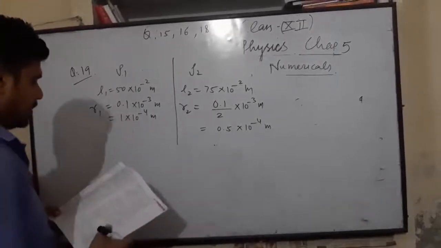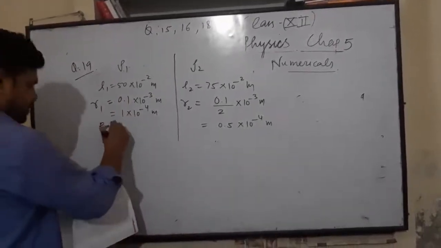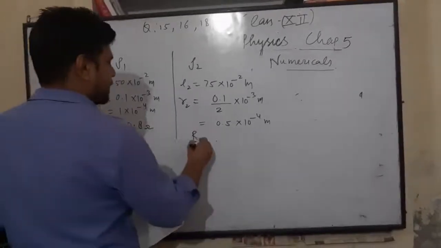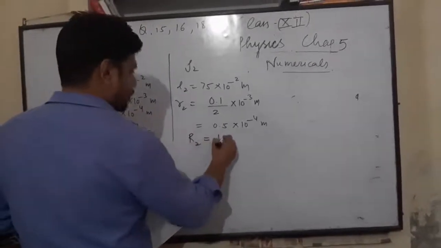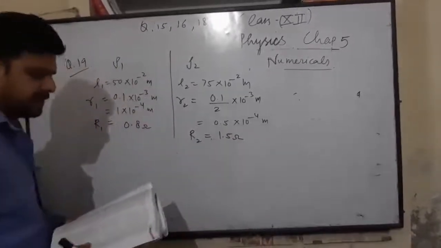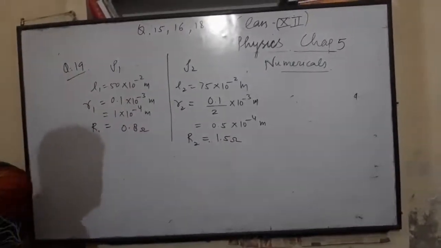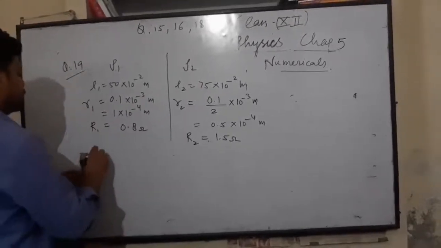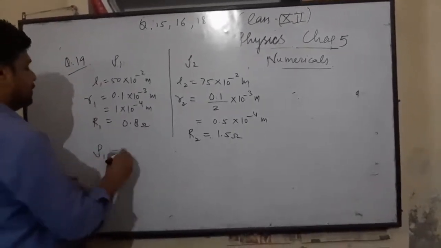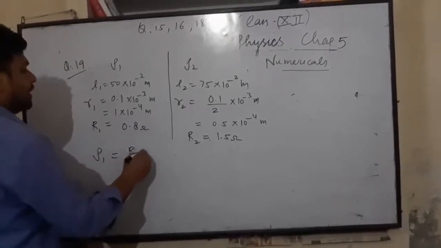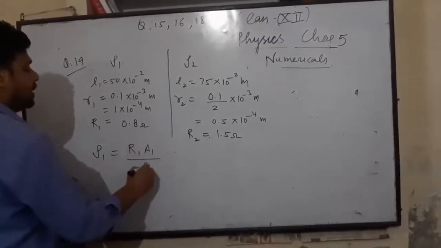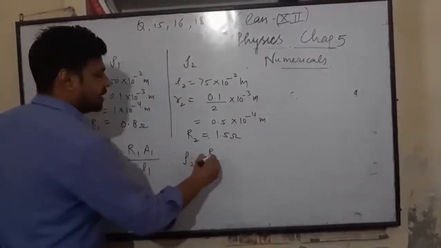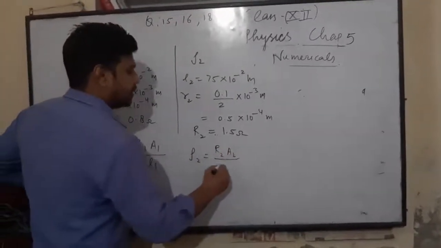Now we have resistances R1 = 0.8 ohm and R2 = 1.5 ohm. Find the ratio of their specific resistances. So we have to find rho 1 upon rho 2. Rho 1 is equal to R1 A1 over L1, and rho 2 is R2 A2 upon L2.